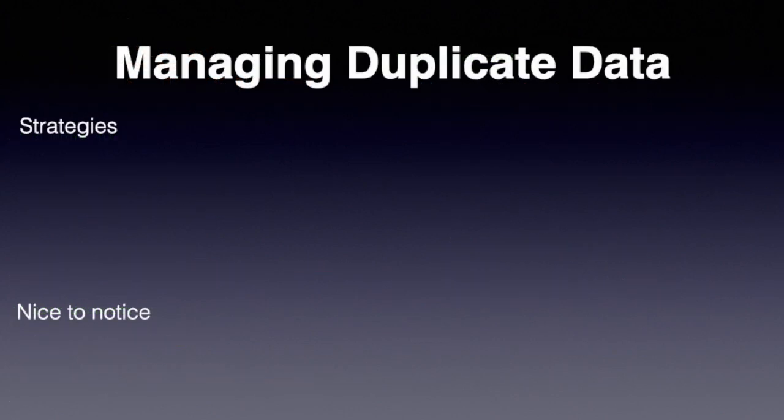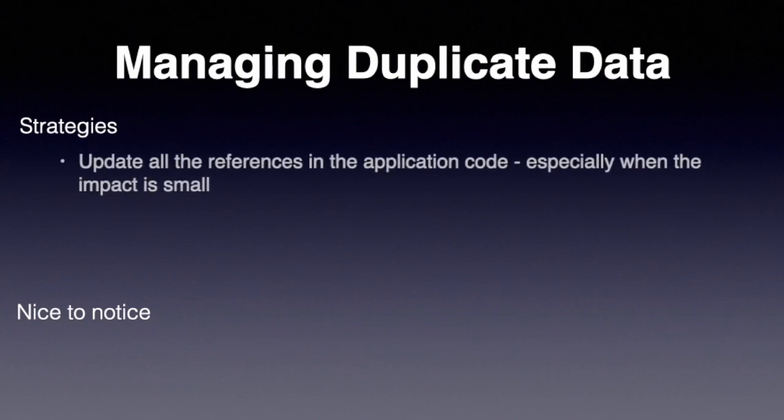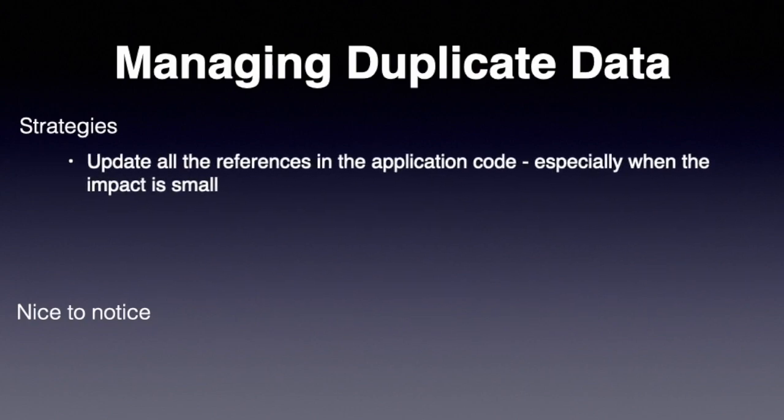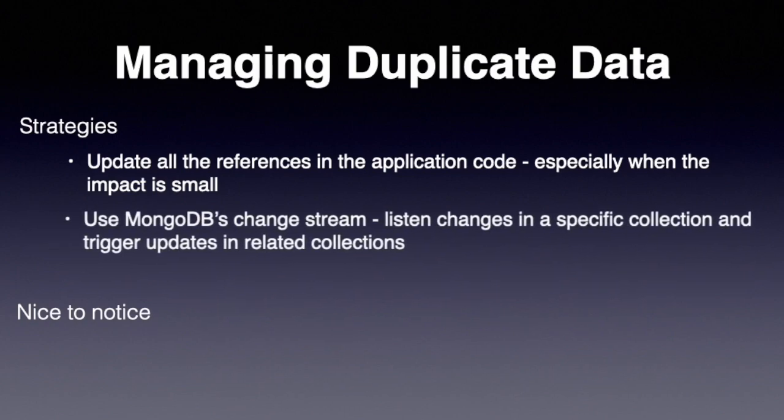First, sometimes it's acceptable to update all the references in the application code, especially when the impact is small. Another option is MongoDB's change stream. We won't go into detail here, but it allows us to listen to changes in a specific collection and trigger updates in related collections when the main collection gets updated.